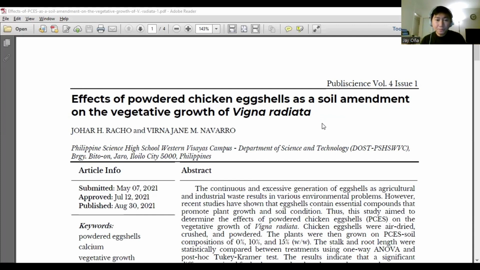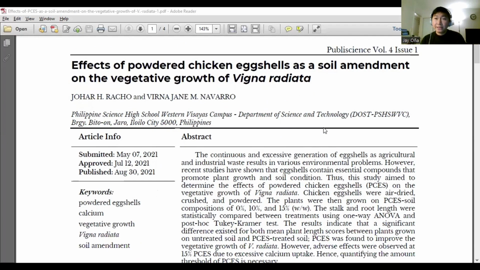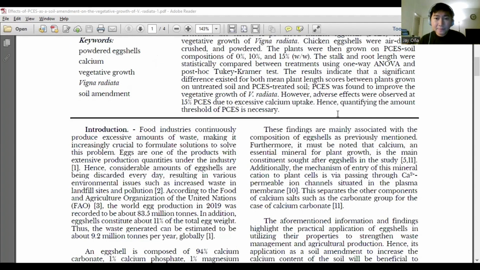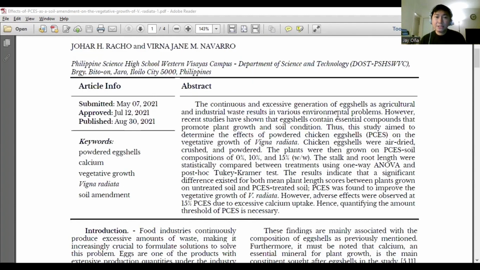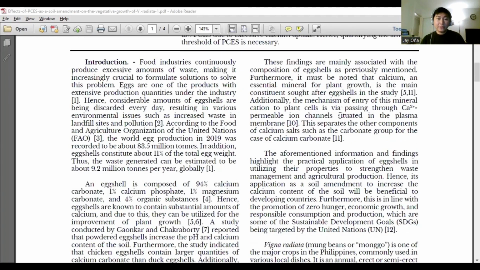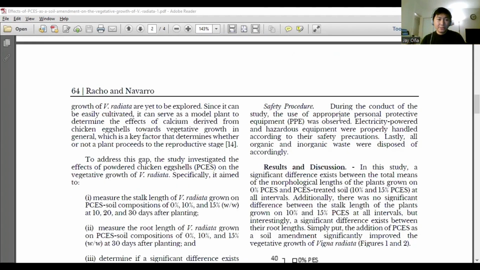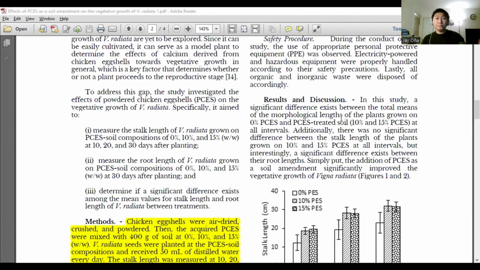So they are trying to investigate the effect of the powderized chicken eggshells on the growth of this mung bean plant. So that's essentially the ultimate research question, and they have broken down this research question into these different objectives.